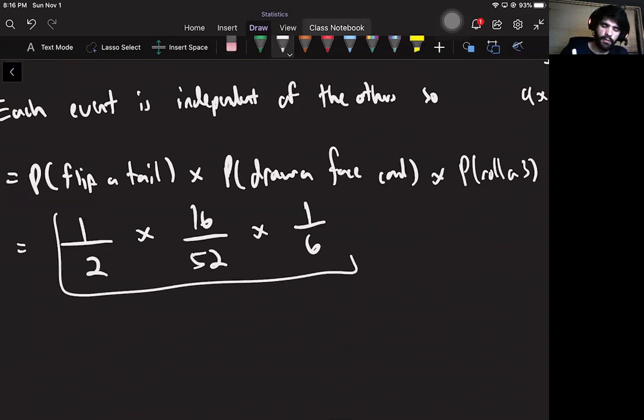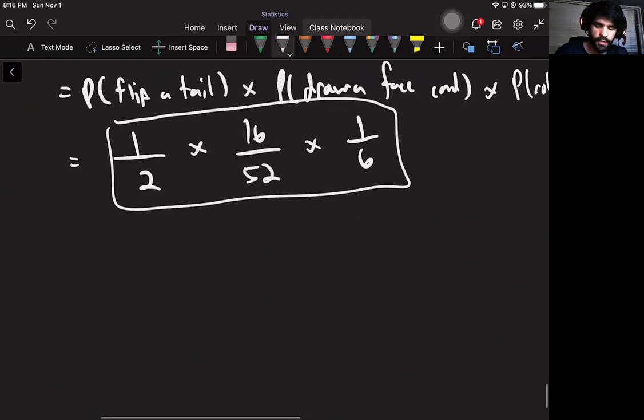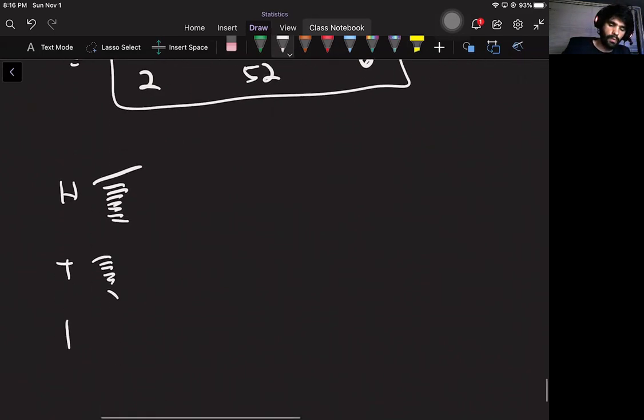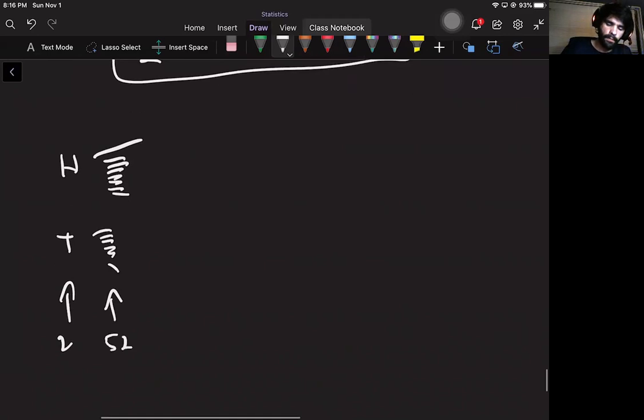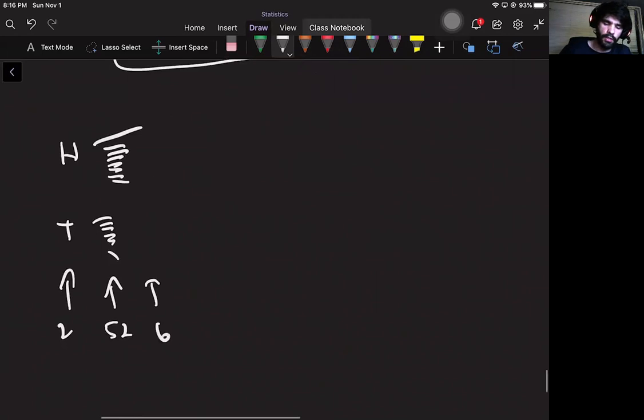And of course, you could multiply it out if you want, but it looks better like this because you can see where all the pieces are coming from. And if you drew a tree diagram for this, you would get the same answer. You would draw heads and tails because you're flipping a coin. Then you would draw 52 branches for drawing a card. And then out of each of those 52 branches, you would draw 6 more branches.